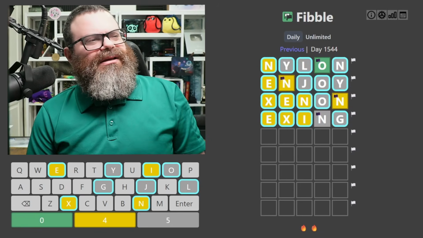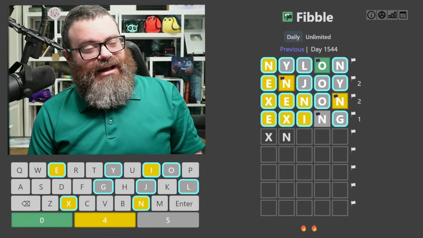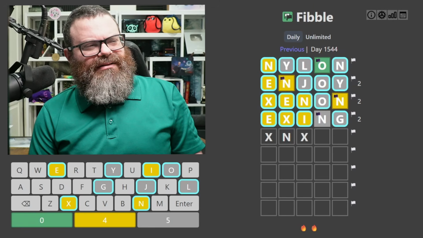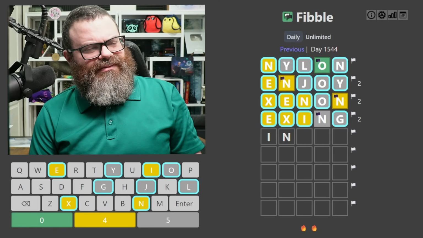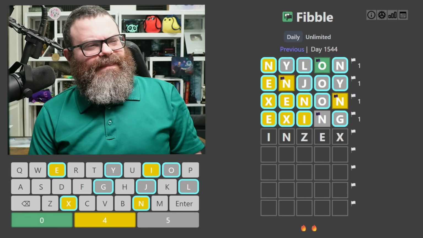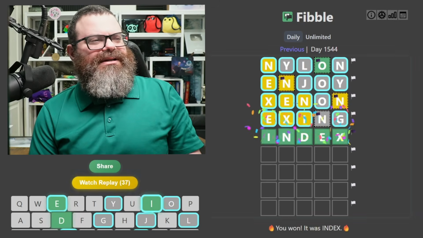N must be second. We need an X somewhere. We need an E and an I somewhere. We can't put the X next to the N, can we? Are we like an I N and then X? Is infects a word, or invex? What the heck? Index, of course. Index.